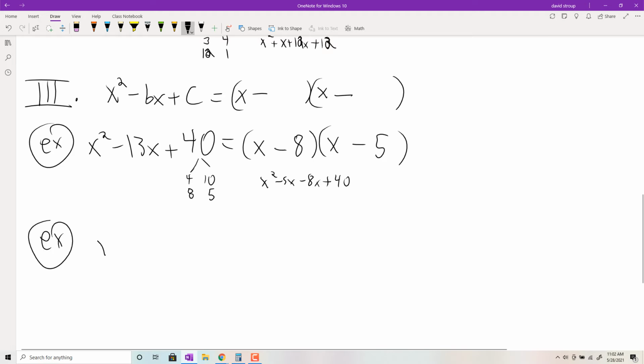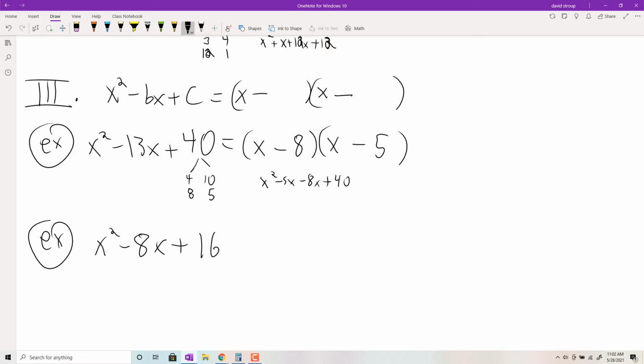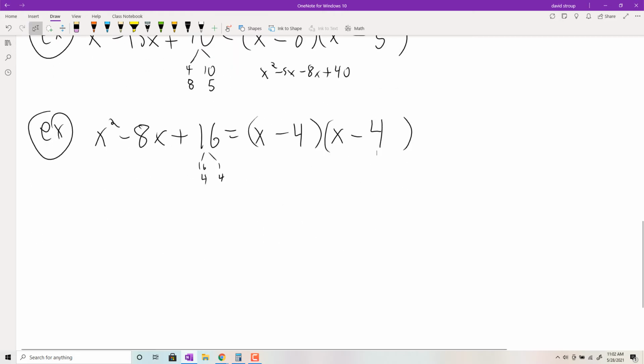Let's see another one. X squared minus 8x plus 16. So you're going parentheses, parentheses, because of the signs, has to be minus, minus. And then you're thinking, what times what is 16, but adds to be 8. So 16 and 1. No, that's 17. 4 and 4. Yeah, that'll work. X minus 4.